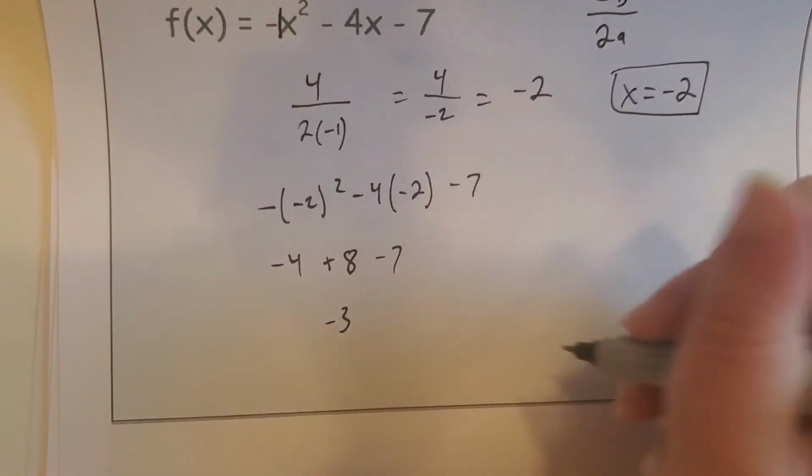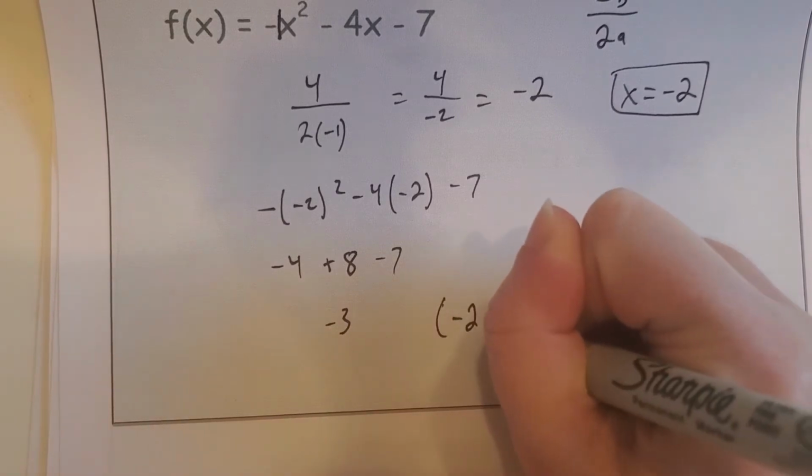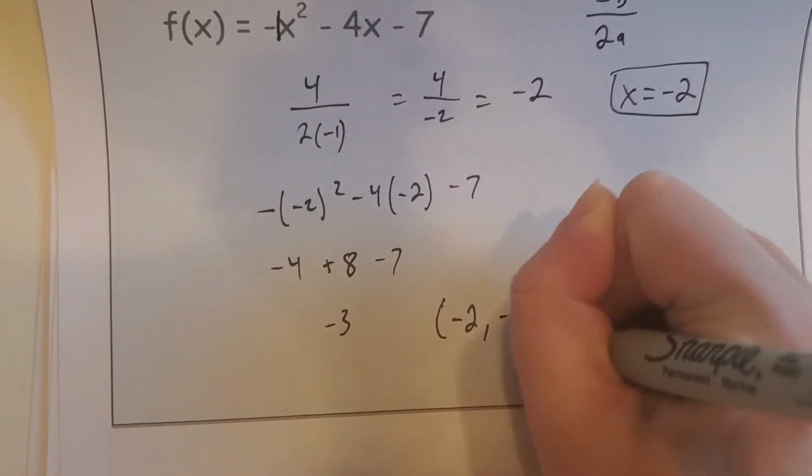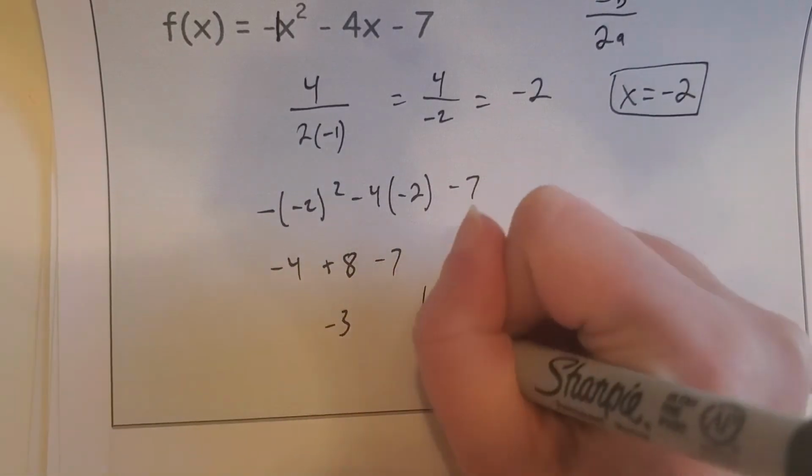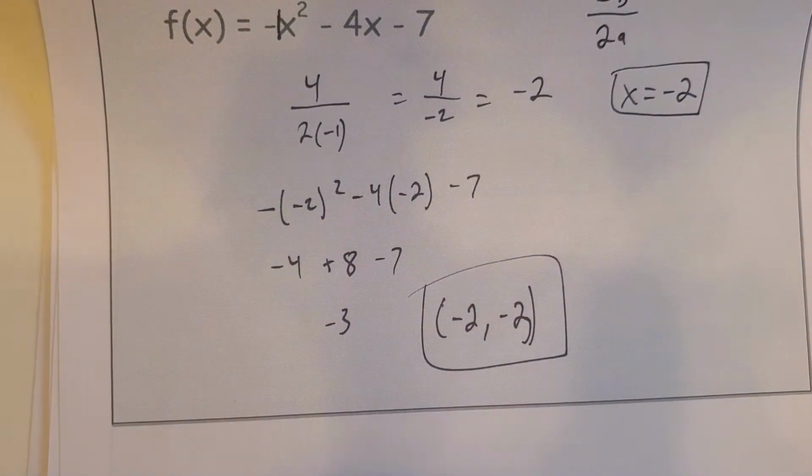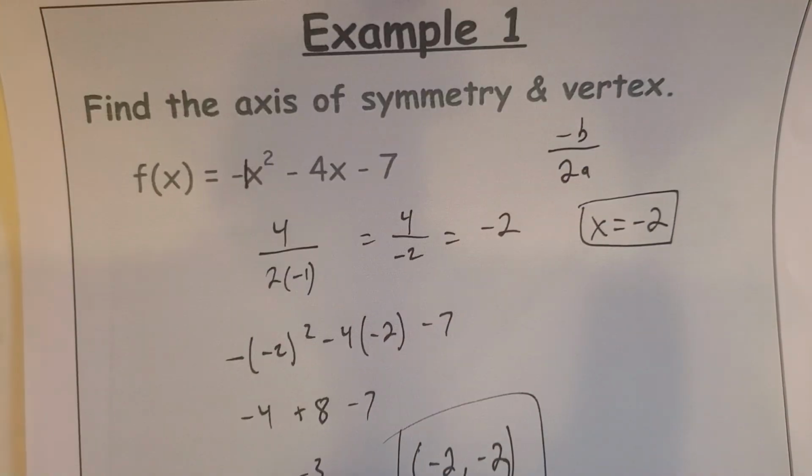And if this is your x value, that means the vertex of this parabola is negative 2, negative 3. There we go. All right? And that's this whole problem.